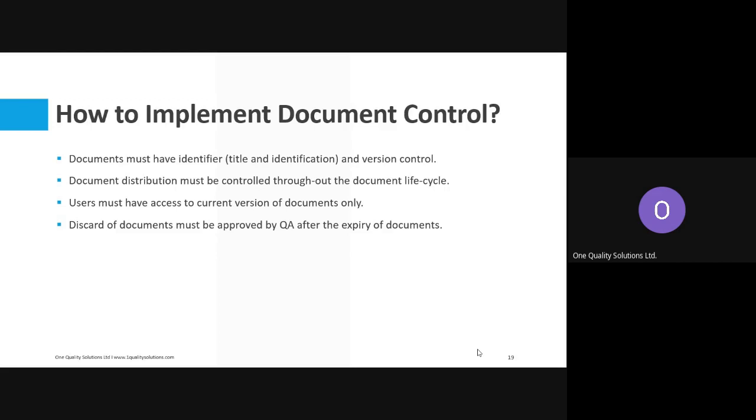By implementing these requirements, you can implement document control in your workplace. You should implement these requirements through your procedure or SOP, and where applicable, you need to implement technical control. By implementing this document control, you can go ahead with the improvement of data integrity at your sites. Now we can go to the next slides.